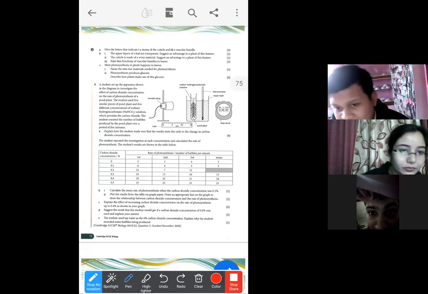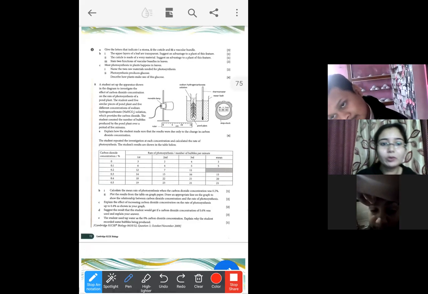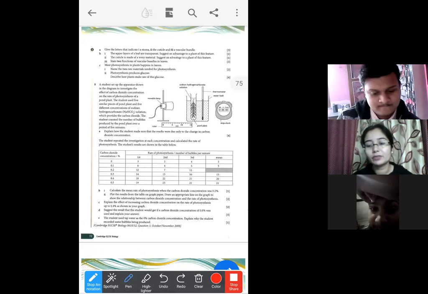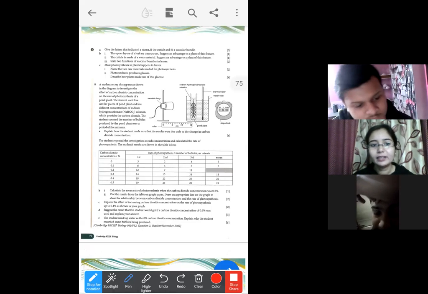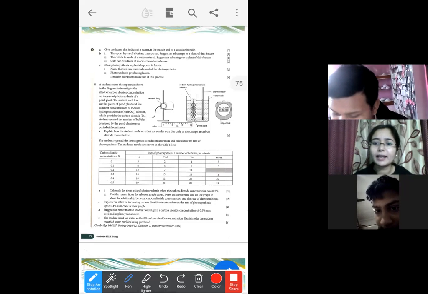What is the use of this lamp? A movable lamp. Okay, that will provide the light, because without light, how will photosynthesis happen? Light doesn't mean only sunlight. There is also artificial light. How will they take energy? From the light, they will take the photons.